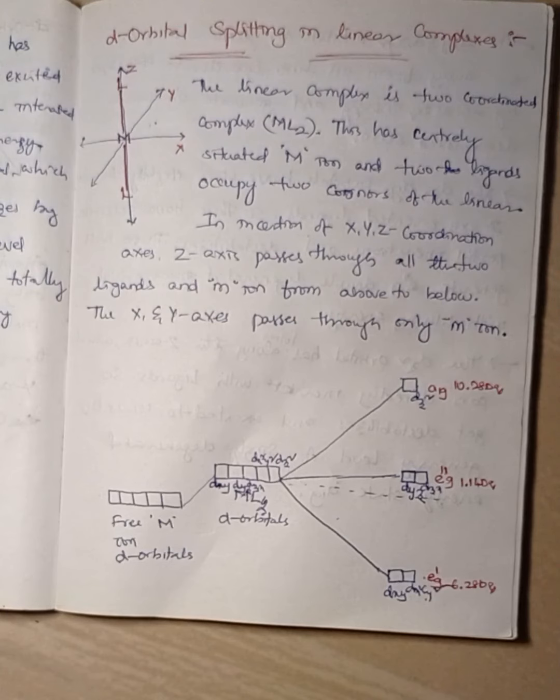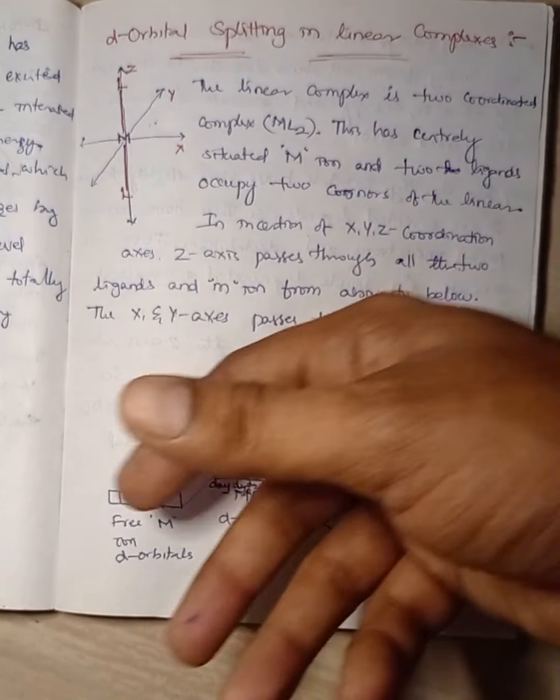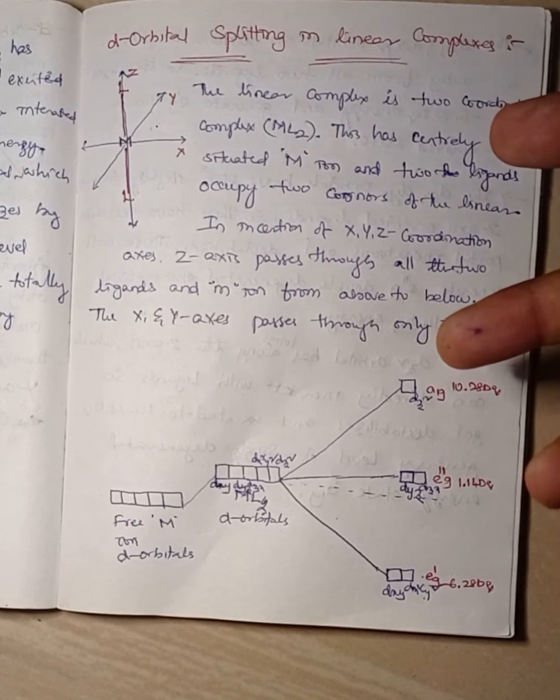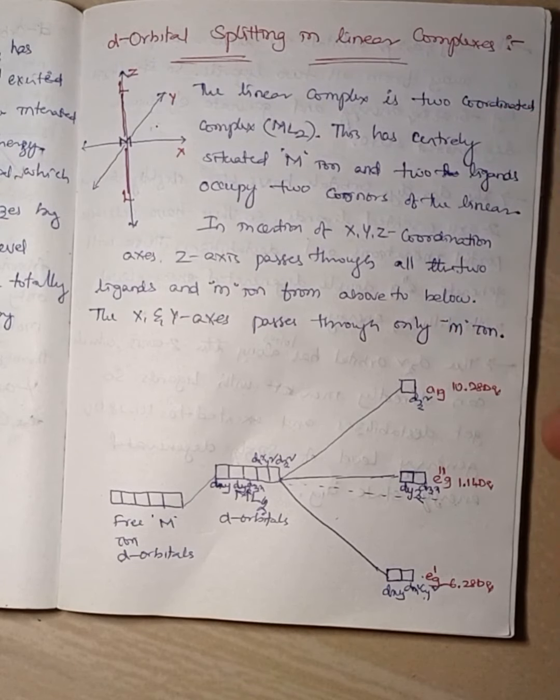And the other two, the dxy and dx square minus y square orbitals, have lobes along the x-axis and in between the x and y axes, all away from the ligand sites, right? Being away from the ligand sites makes the two orbitals stabilize to the lowest energy level, the E bar g energy state, which is minus 6.28 dq. So this is how the d orbital splitting pattern works in linear complexes, right? Thank you.